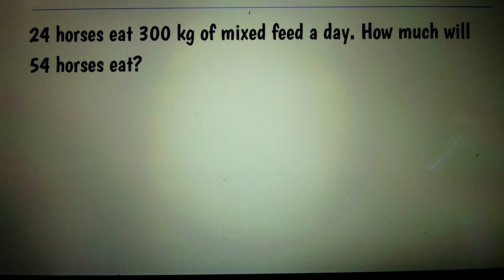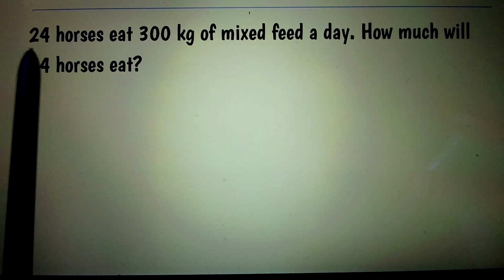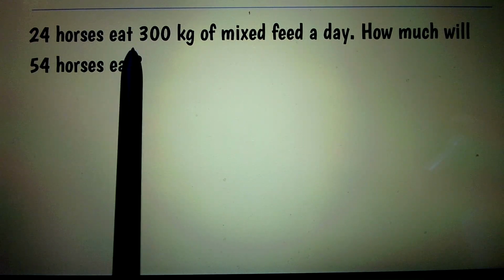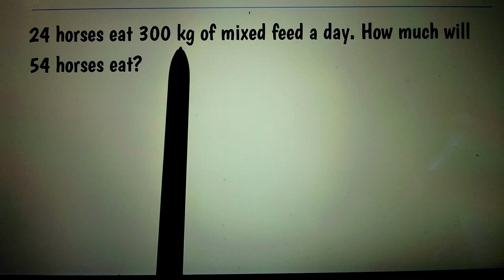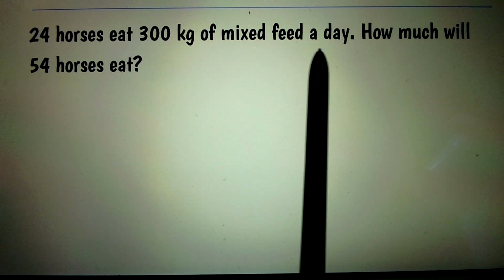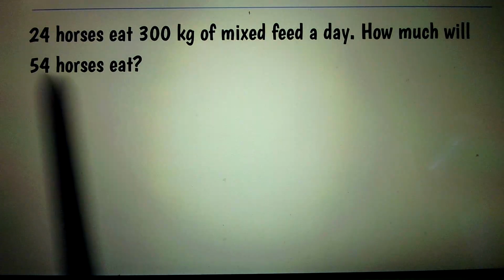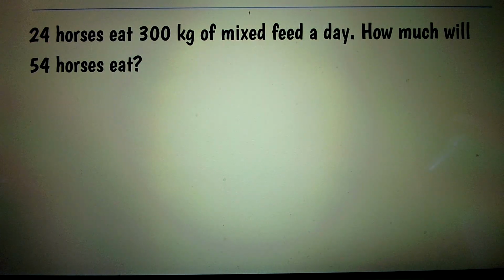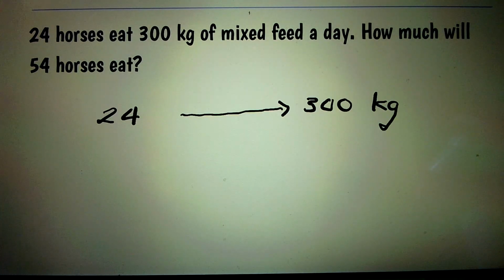Okay, here we are. So we've got 24 horses. They eat 300 kilos of mixed feed a day. And I want to know how much will 54 horses eat each day. So let's have a look at that. So this is just the information from the question.